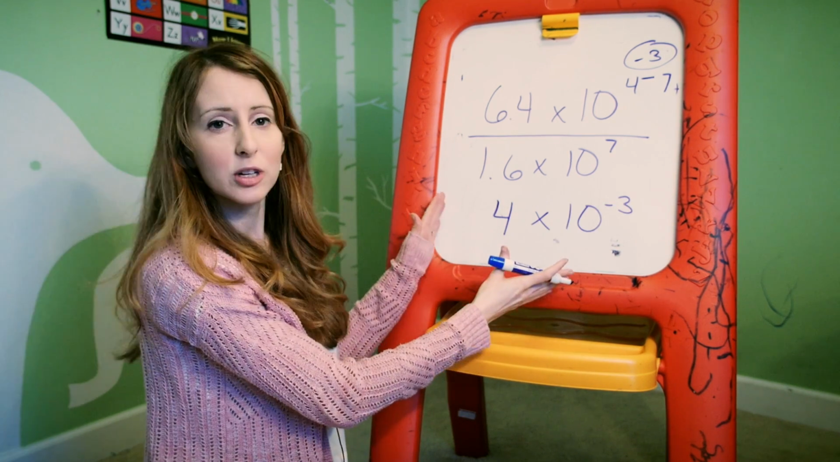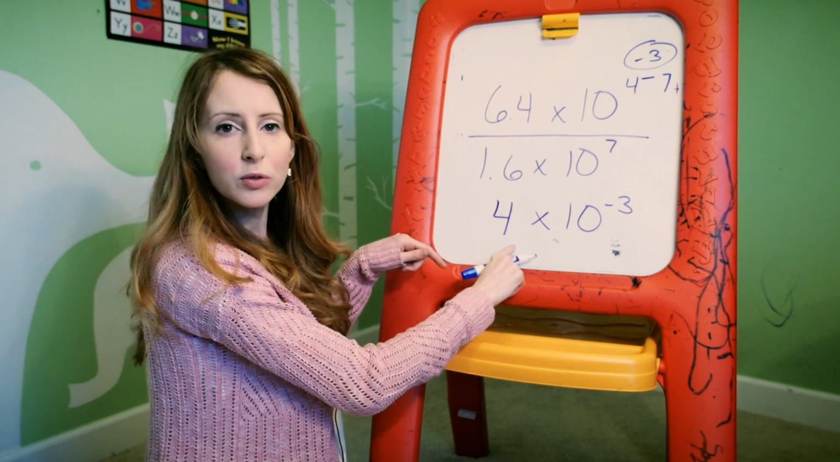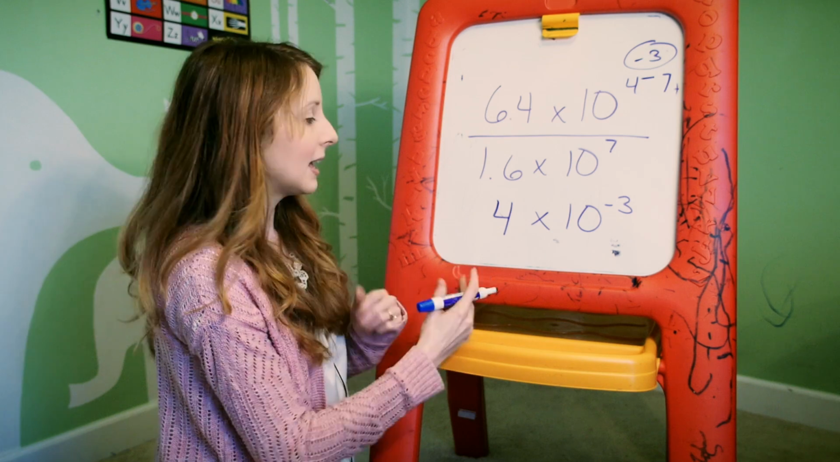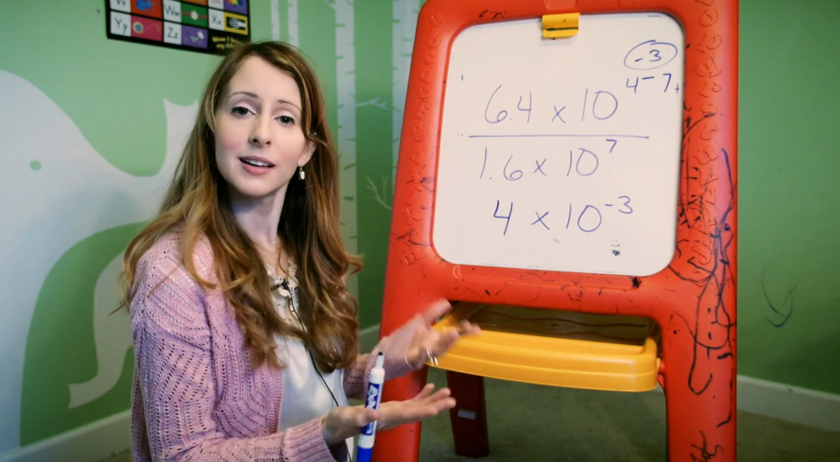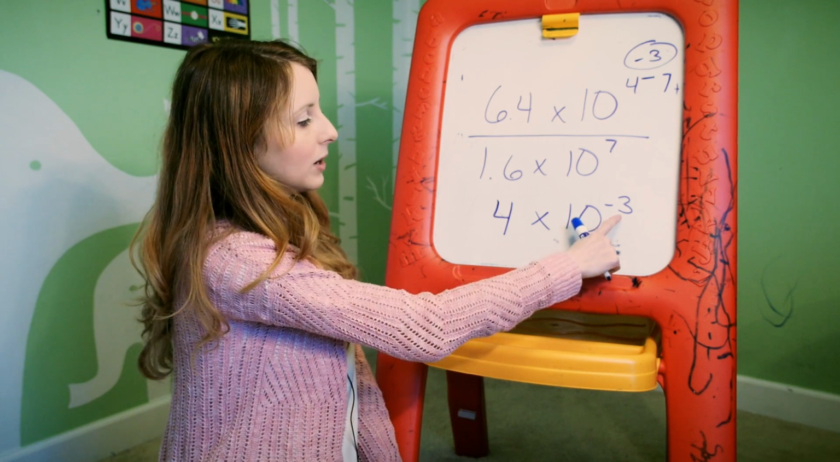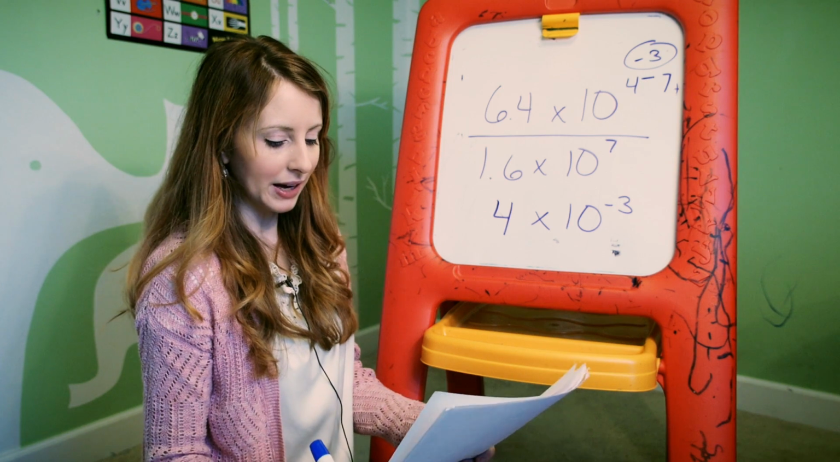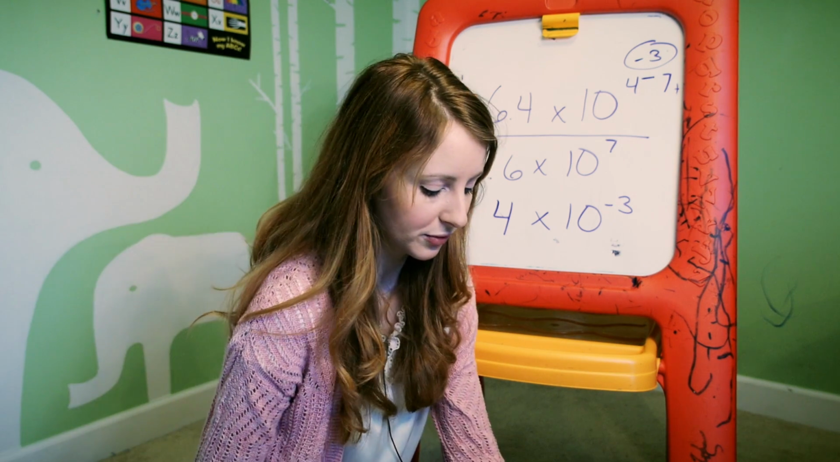Then we look at our answer and make sure it's in scientific notation, that we don't need to move the decimal point over here at all. And in this case, 4 is okay. 4 is a number between 1 and 10, so we don't need to move it. We can leave this alone, and there's our final answer. All right, let's go ahead and move on to section 8.4.